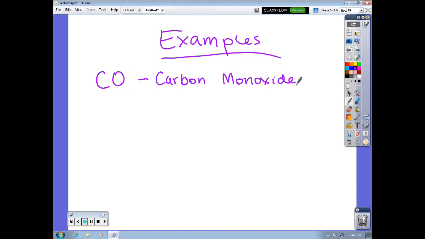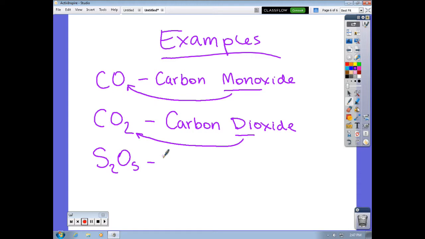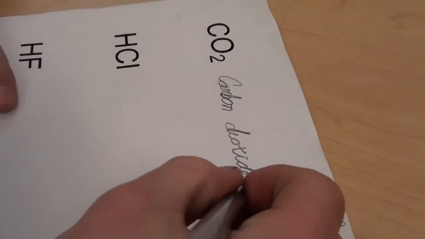So if you see the compound CO, you know it is carbon monoxide because of the single carbon and the single oxygen. And if you see CO2, you can tell it is carbon dioxide because of the single carbon and the two oxygens. Subscripts are not only in the end, so you could see S2O5 and classify it as disulfur pentoxide because of the two sulfurs and the 5 oxygens.